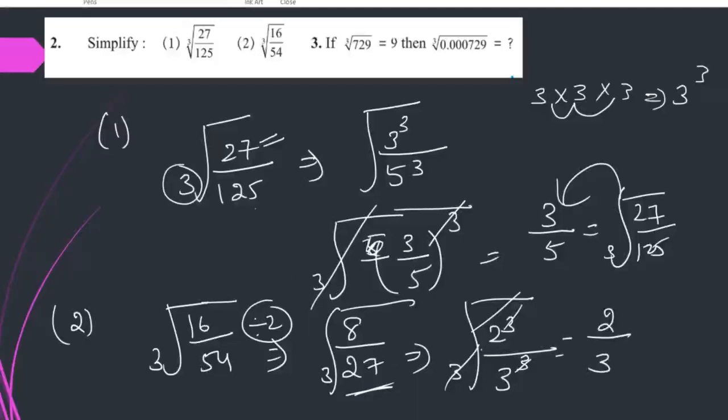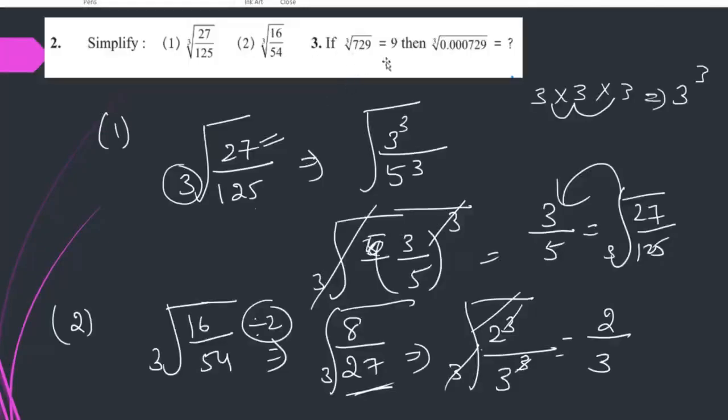The last sum is a very important sum. So what is the last sum? Here they have given a sum, you can see the sum. The third sum: what is the perfect cube root of this number? They have given that the perfect cube root of 729 is 9.